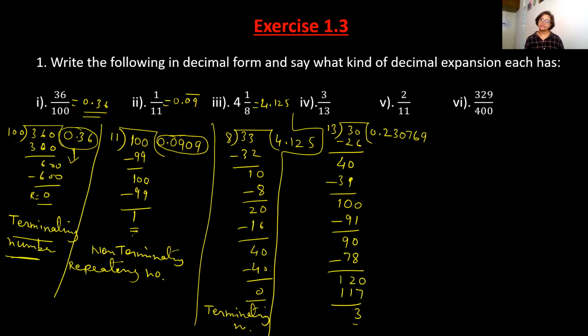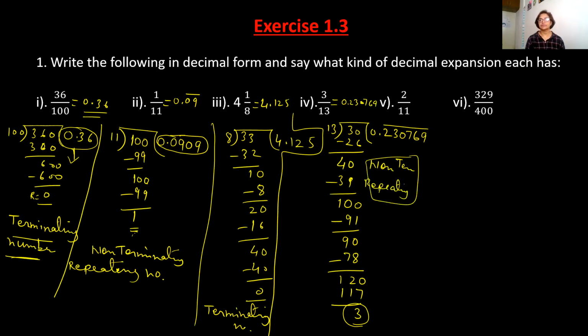Now you can see you started by dividing 3 by 13 in the start. So that means now it will be repeating. So you can put a bar here. This number will be repeating after this point. Okay. So the decimal expansion of 3 upon 13 is 0.230769 with a bar. And which kind of number is it? Non-terminating repeating number. Okay, non-terminating and repeating number.